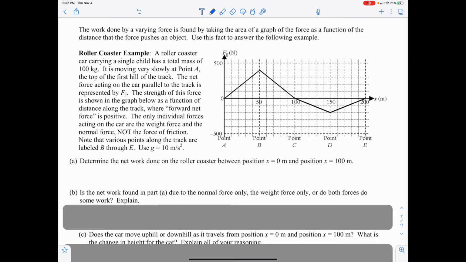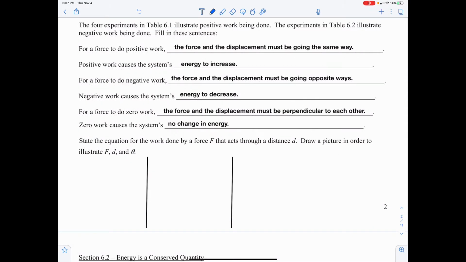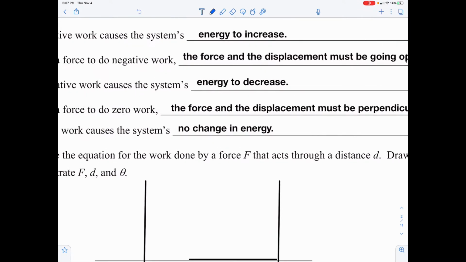Work done by a varying force is found by taking the graph of the force in the situation of the distance that the force pushes the object. Use this fact to answer the following example. The equation is work is equal to force times the displacement, or distance I guess would be fine, times the cosine of the angle.